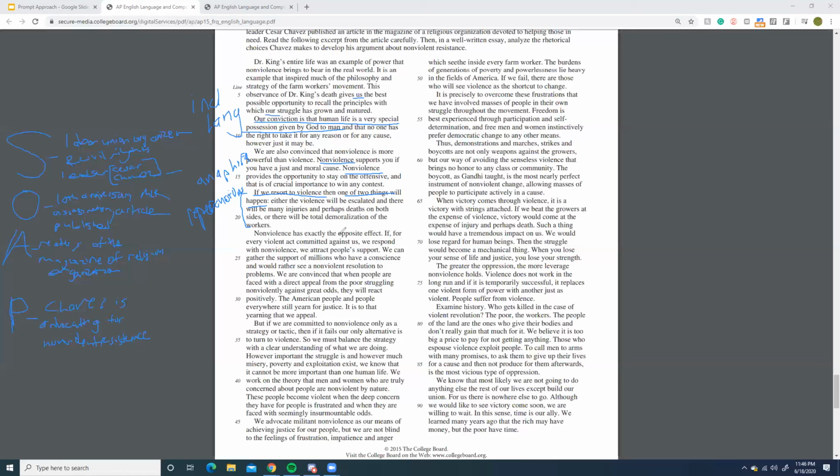Violence has exactly the opposite effect. All right, and then these two working together would be a juxtaposition because it's comparing what happens when you... Sorry, it's juxtaposing violence versus non-violence.